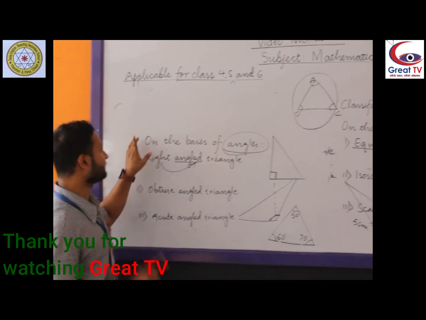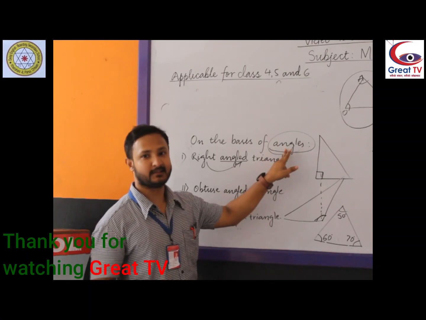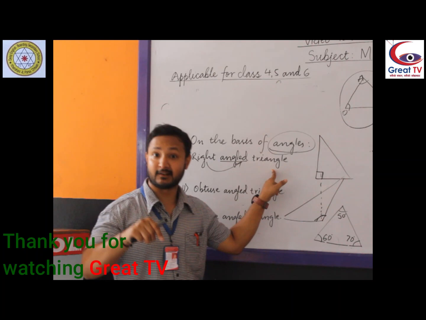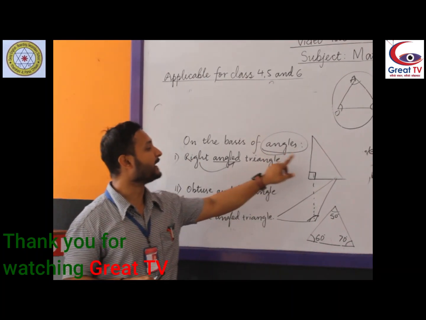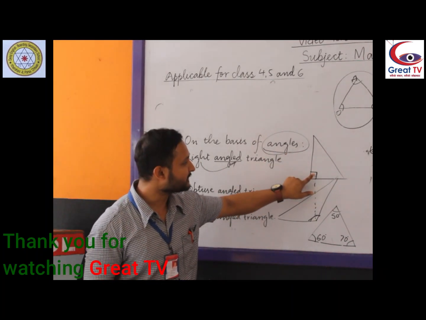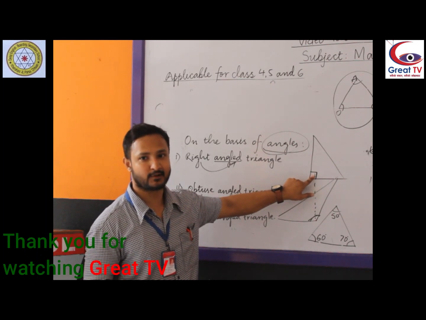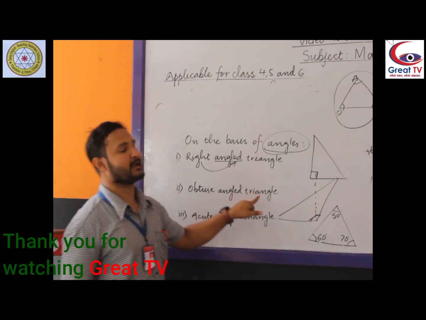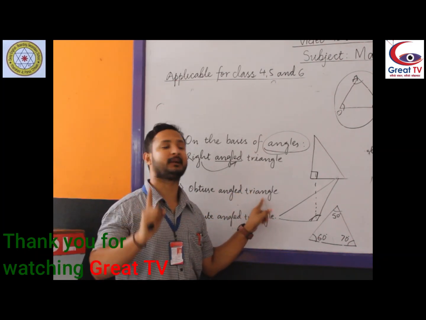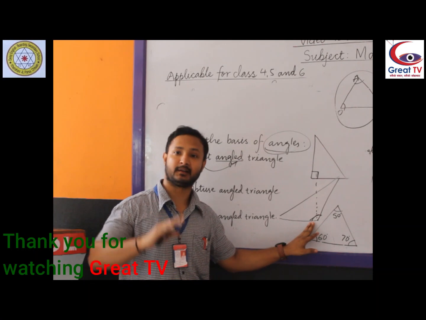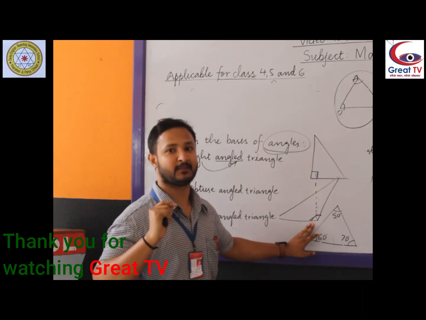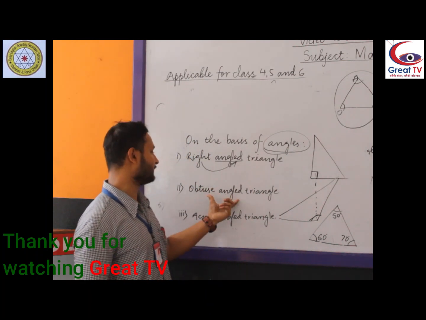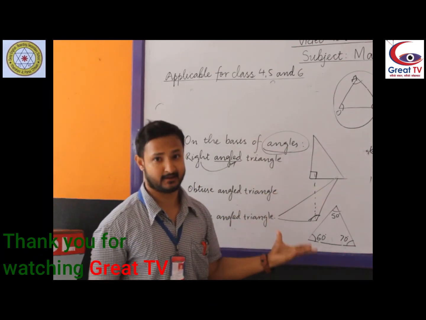Let's revise one time. On the basis of angles, there are three types of triangle. The first one is right angle triangle. In a right angle triangle, one of the angles is 90 degrees. This sign means 90 degrees, right angle. Obtuse angle triangle: if one of the angles of the given triangle is an obtuse angle, greater than 90 degrees and less than 180 degrees, then that sort of triangle is called obtuse angle triangle.